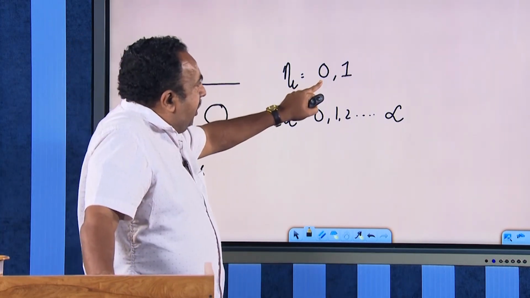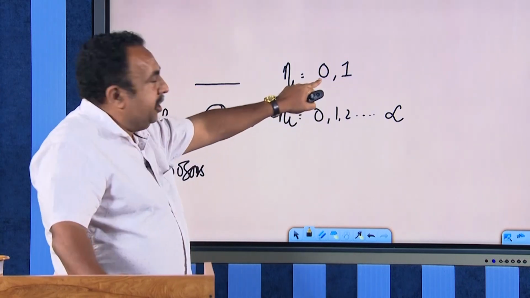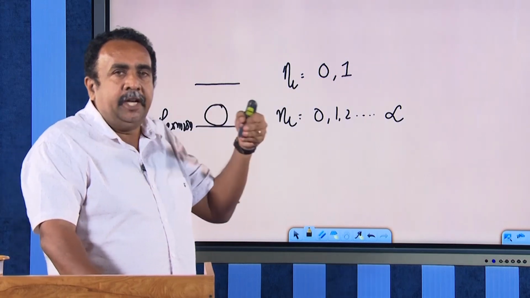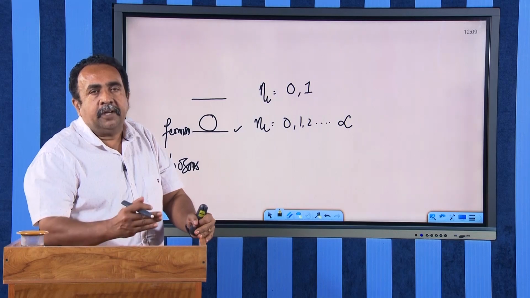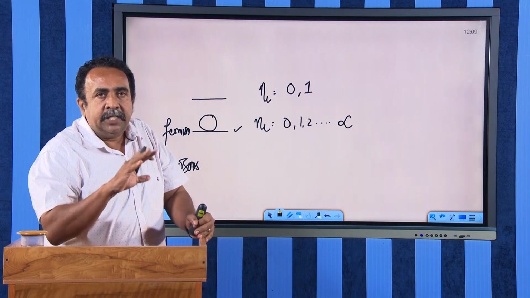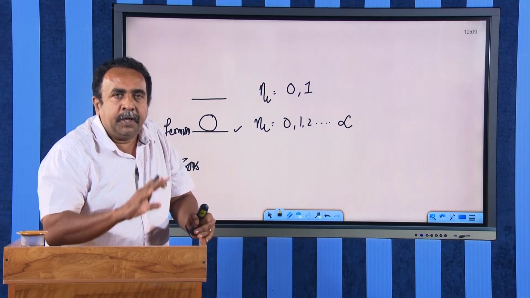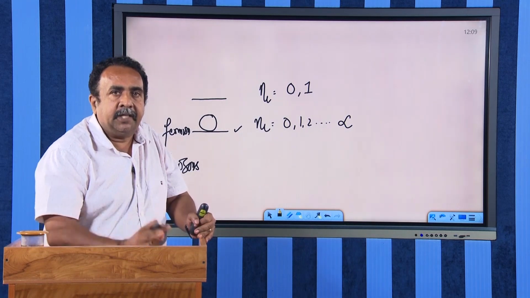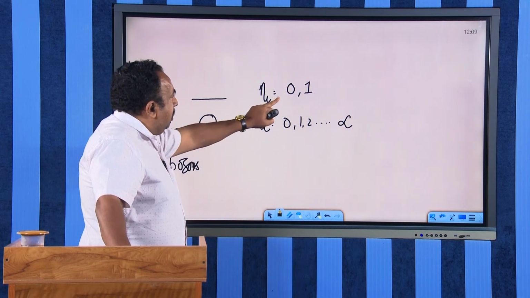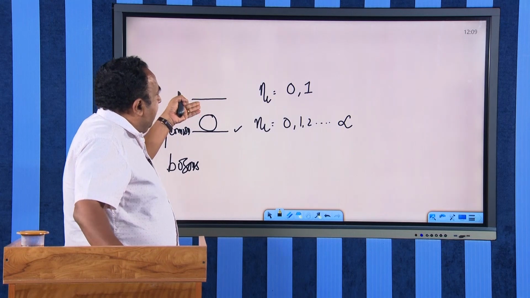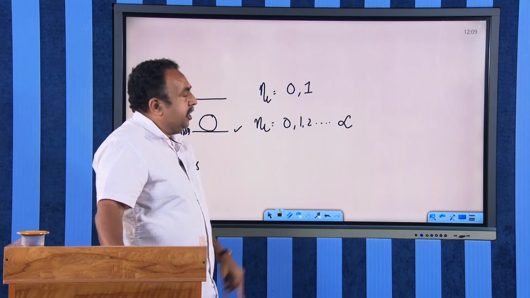Either the state will be empty or the state will be filled by a particle. If the state is empty, I will call it 0. If the state is filled by a particle, I will label that as 1. Such a number we call the occupation number. It is a particular representation of the quantum property. I am going to represent my system by introducing this occupation number. If the complete state is empty, I will label it as 0. If the state is fully filled, I will label it as 1.